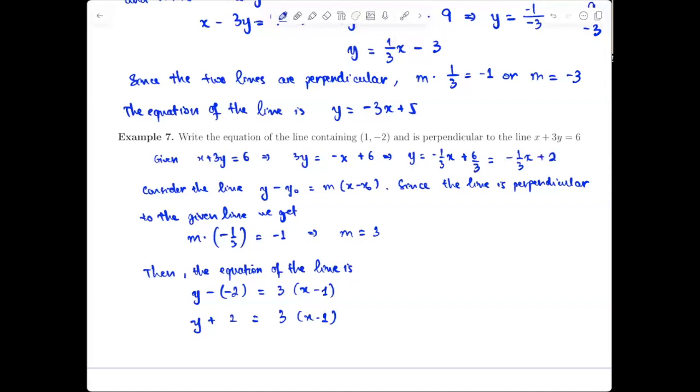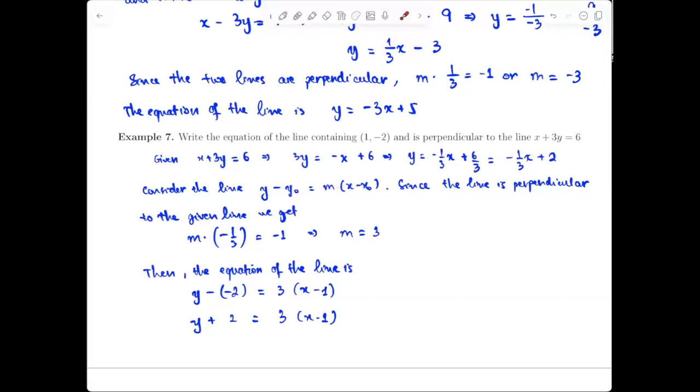Okay. So what we now have is the slope of the given line, right? So the slope of the given line is -1/3. To find the equation of the line containing the point (1, -2), you want to find the slope first, right? So I'm going to consider the line of the form y - y0 = m(x - x0). This equation right here is the point-slope form.